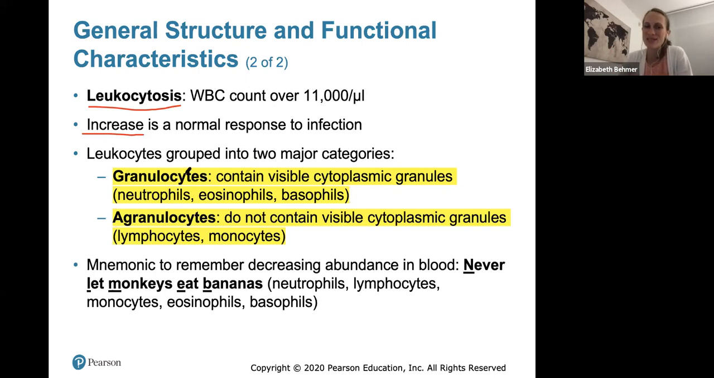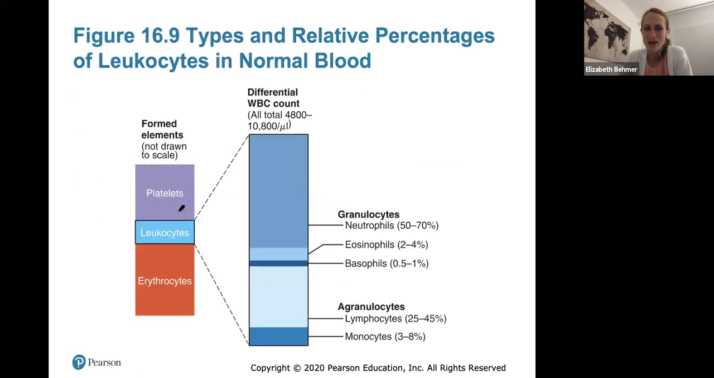We divide leukocytes into granulocytes and agranulocytes. The granulocytes contain visible cytoplasmic pieces or granules in them. We have 3 of those: neutrophils, eosinophils, basophils. And then the agranulocytes do not contain those visible cytoplasmic granules, and those are lymphocytes and monocytes. Again, here are leukocytes found in the buffy coat of our formed element sample taken. And this in general gives you the percentage of white blood cells found. And neutrophils will always be the most common.